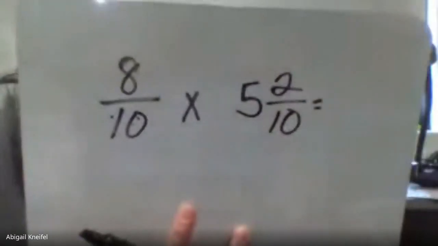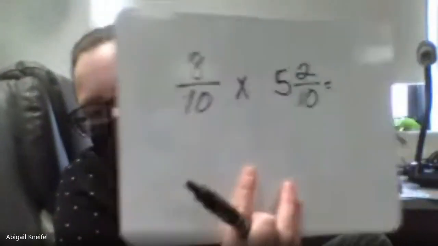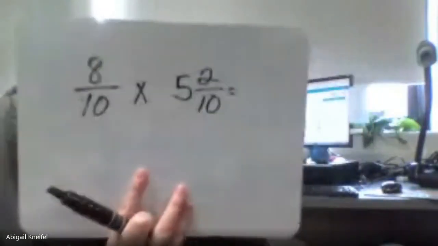I'm just letting you know a little hint. You should be doing lots of cross simplifying. If you didn't cross simplify, you need to backtrack and cross simplify. The numbers are going to be way too big if you don't. 8/10 times 5 and 2/10. You should be cross simplifying. I'm telling you that now. If you're not, your numbers are going to be huge. Just divide it real quick. Do a division problem.